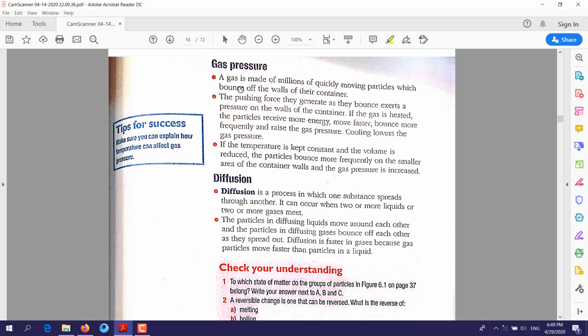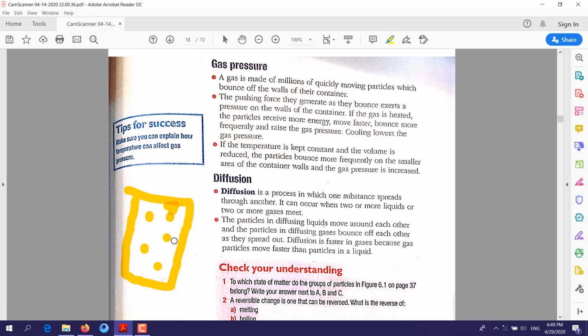particles which bounce off the walls of the container. Okay, so now you have a container, and inside it you have particles. When these particles are moving, they are hitting the walls of the container. This bouncing, what is it? It's the gas pressure.